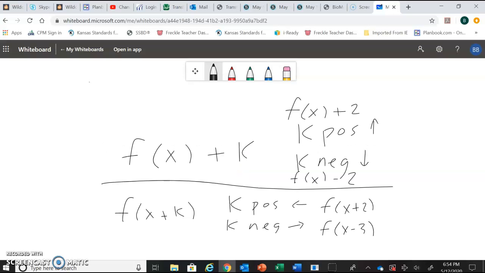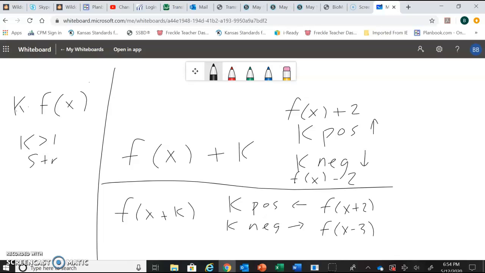So these are the notes we had previously, and I'm going to go ahead and add to them. It's going to take quite a few notes. I wish I had written them further to the right, but I wanted you to be able to see them and then see your new ones. So k times f of x, if k is greater than 1, it's a stretch. If k is between 0 and 1, it's a shrink.